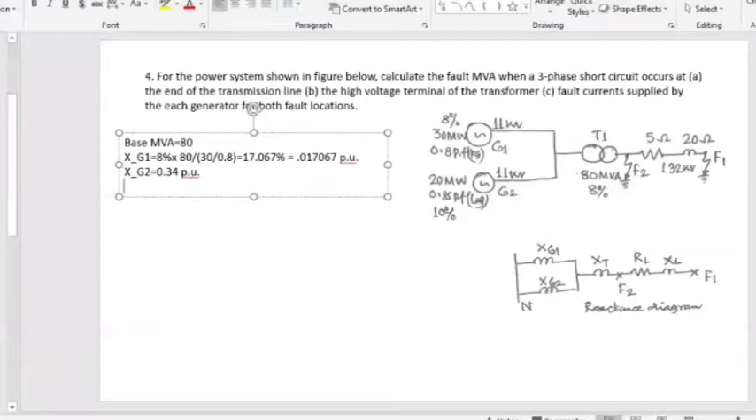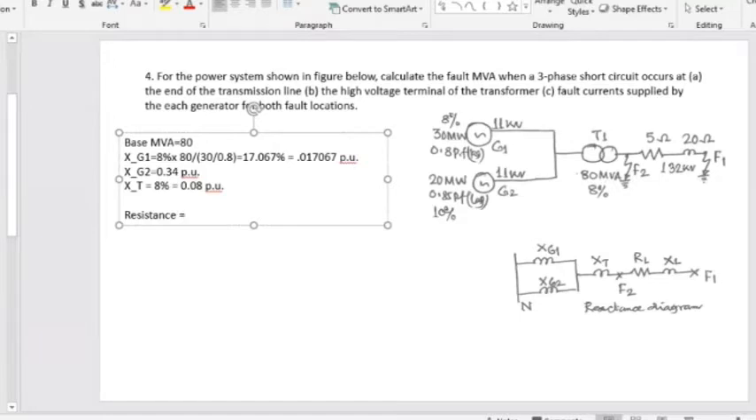Okay, let's go to the transformer reactance. After the generator, we go to the transformer reactance. Looking at the diagram, X of the T remains the same. It's 8%. We don't need to calculate anything because its MVA is equal to the base MVA. So 0.08 per unit.